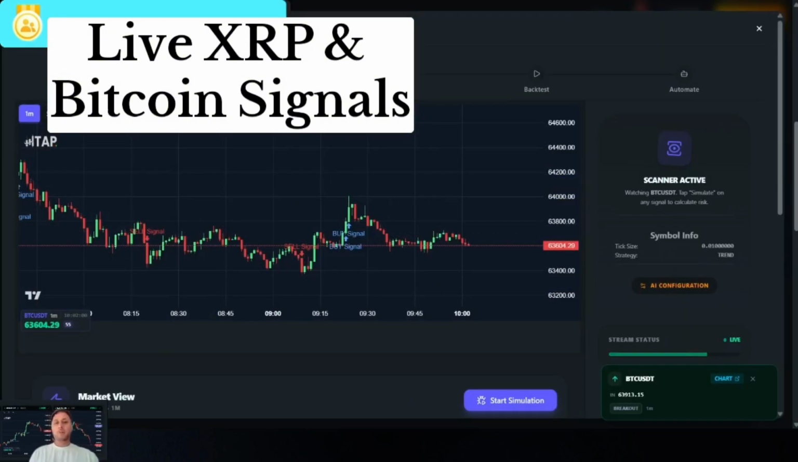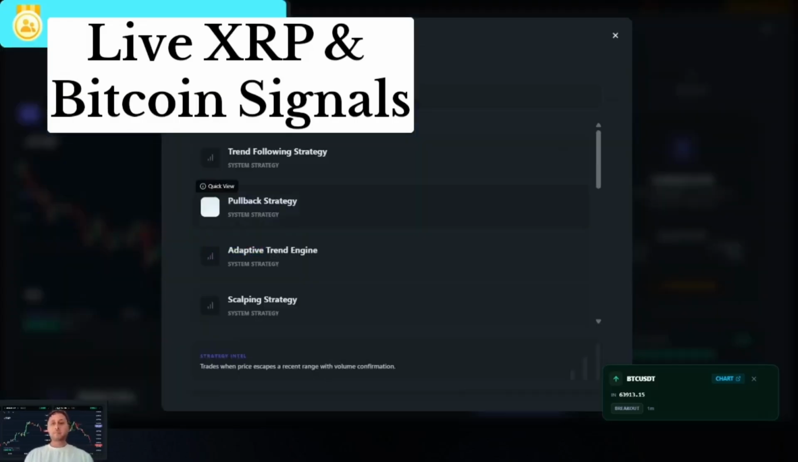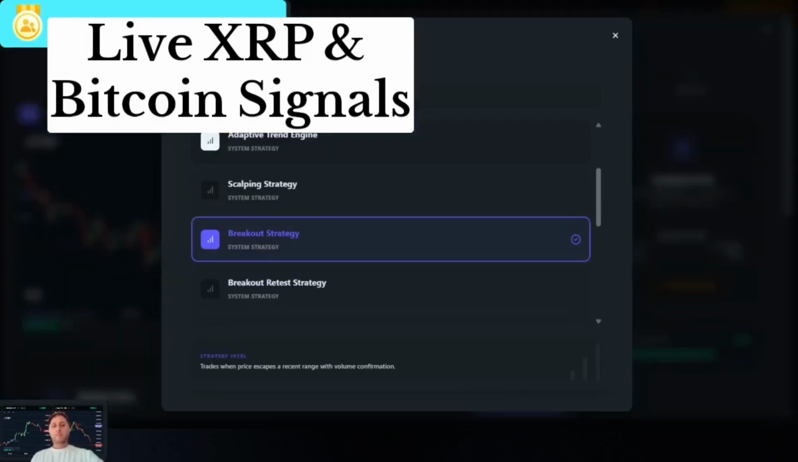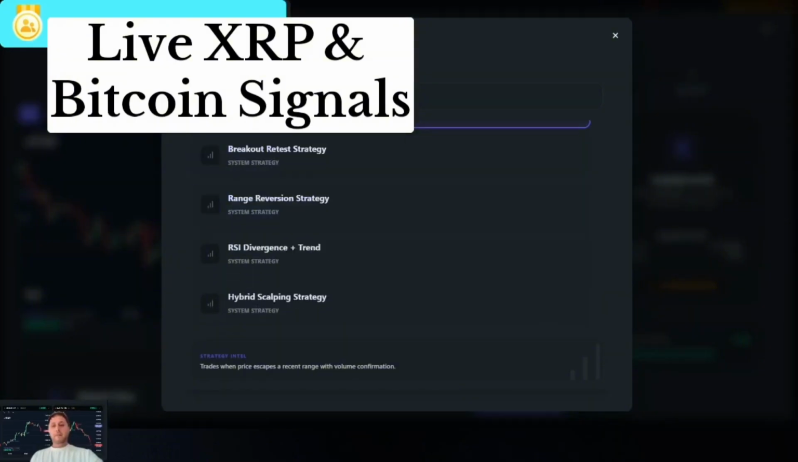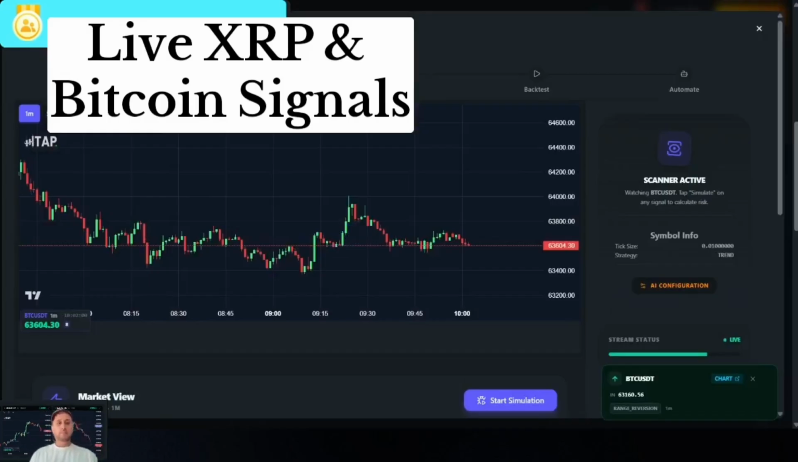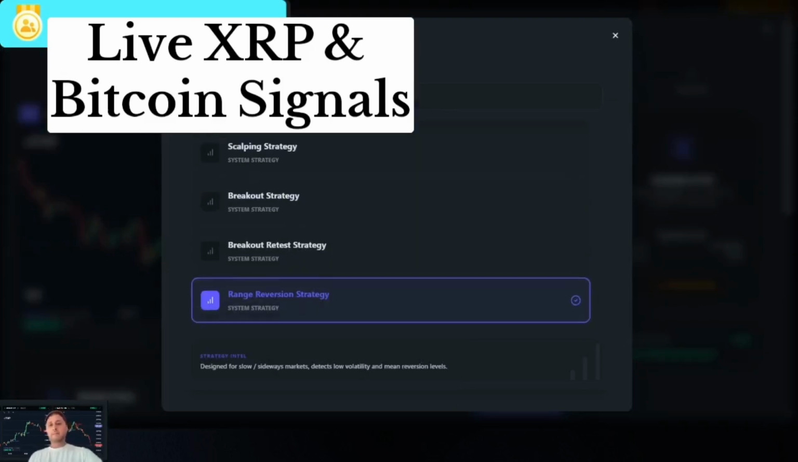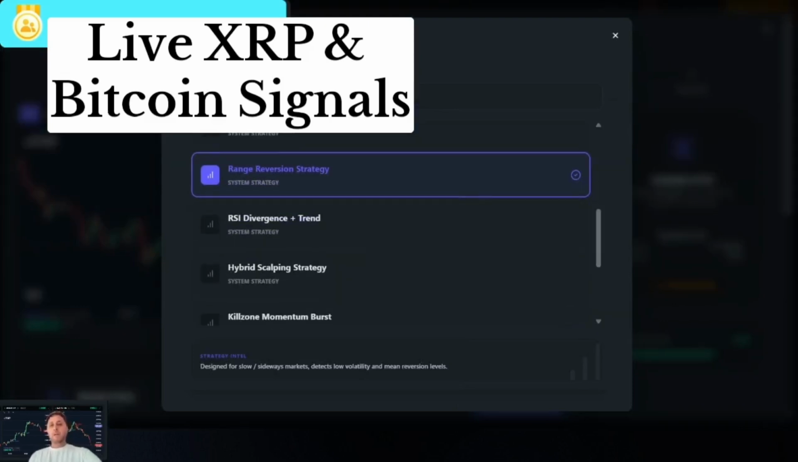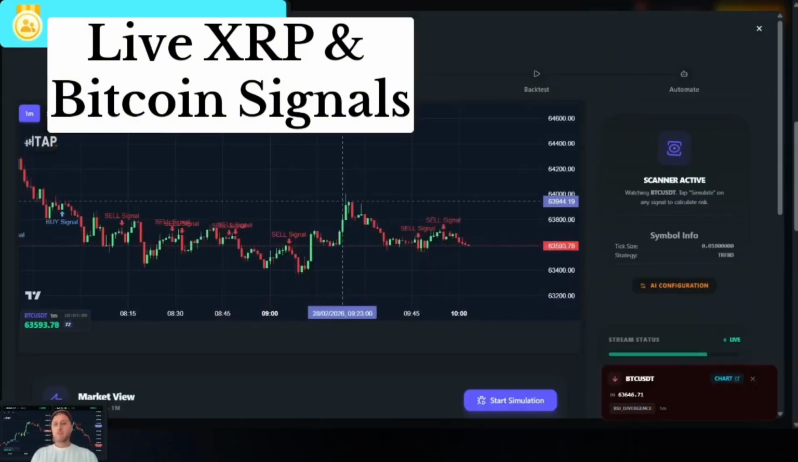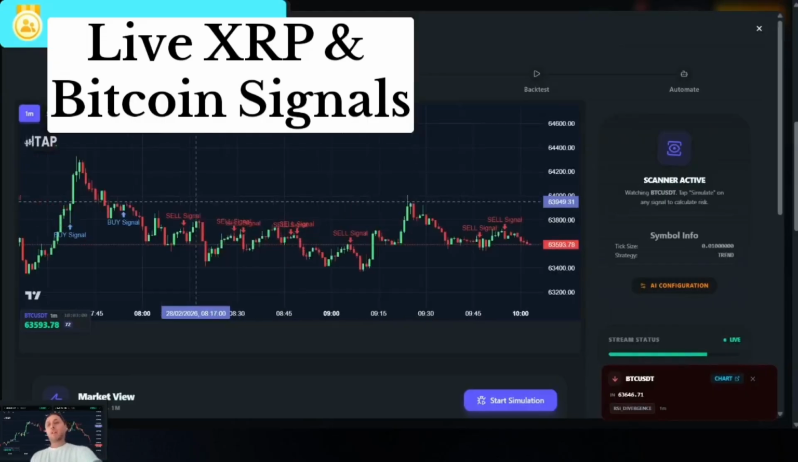Right, breakout strategy, not that good. Go for other ones. Let's try range for this. Range. Don't see anything in range. Or a side divergence with trend. There are a few signals, but they're not lined up for Bitcoin.